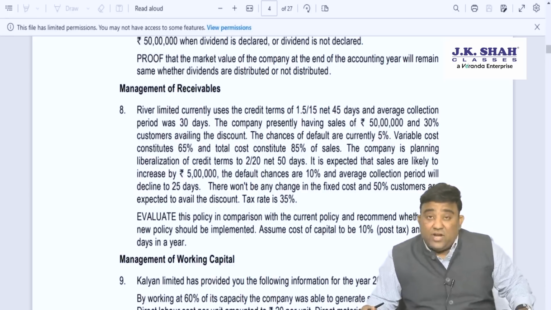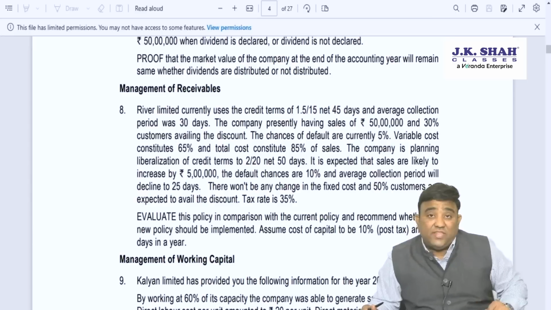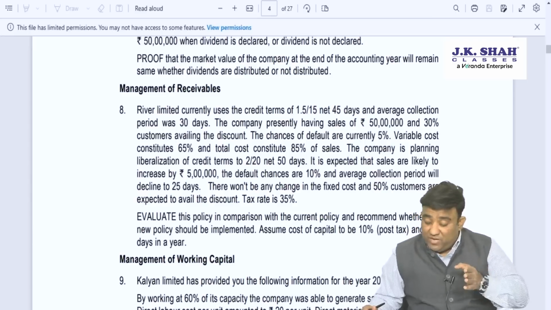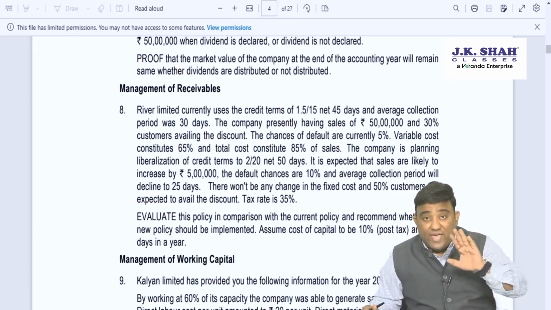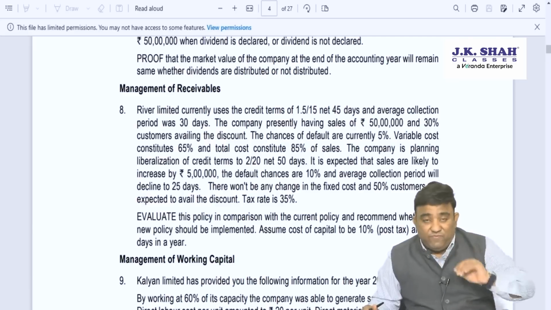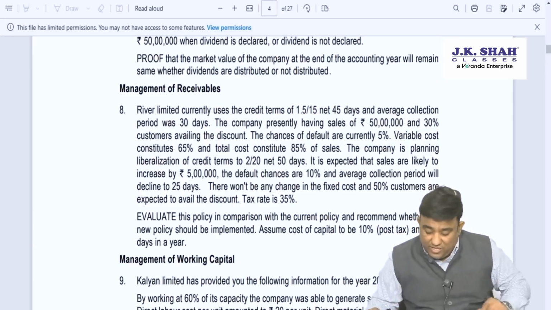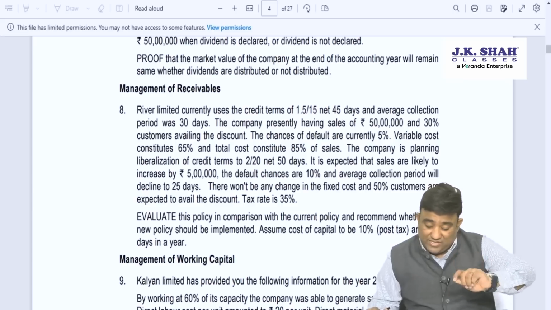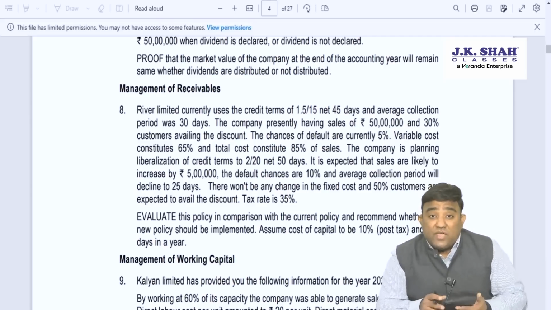River Limited currently uses credit terms 1.5/15 net 45, meaning if the payment is done within 15 days, the company will give you 1.5% discount, else you have to make the payment in 45 days. And the best part, ACP is given: 30 days. The company's present sales are 50 lakh. 30% of customers take the discount. Default is 5%. Variable cost is 65%.